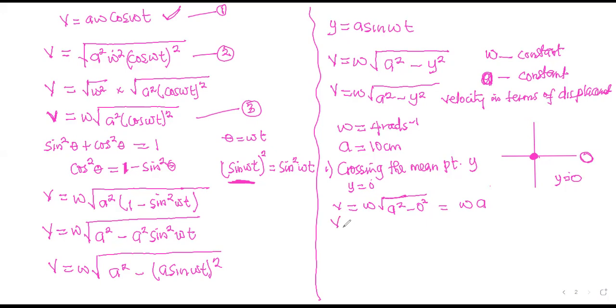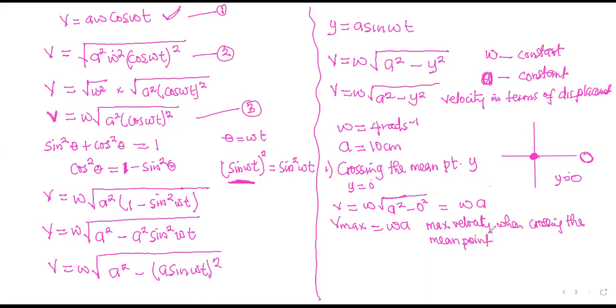Class, for an oscillating body, its maximum velocity, and I have said this earlier, always is equal to omega times a, and it occurs whenever the body is just crossing the mean point. So maximum velocity occurs when crossing the mean point, or the rest point, or the equilibrium position.